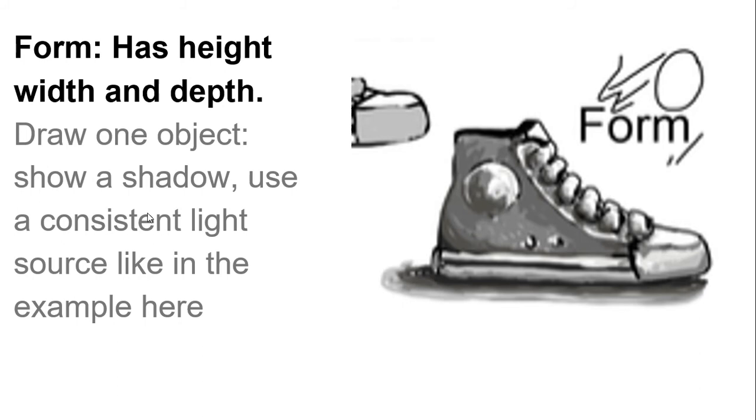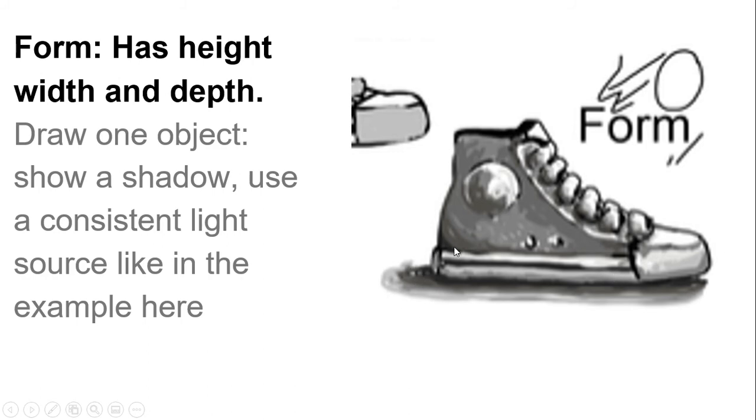The last one in the slideshow is form. So form has height. So the height of the shoe, the width of the shoe, and the depth of the shoe. And the way that we show height, width, and depth is by shadowing.